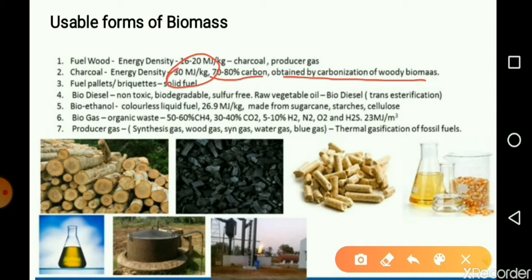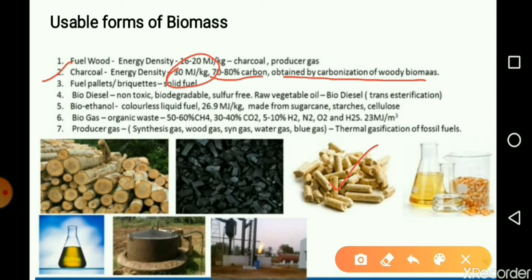The next we'll talk about the fuel pellets or the briquettes. This is a simple solid fuel which is shown over here in this diagram. It consists of rods having 1 centimeter diameter and about half a foot of length, and this can be produced from the raw biomass like wood chips, or I can say fuel woods.